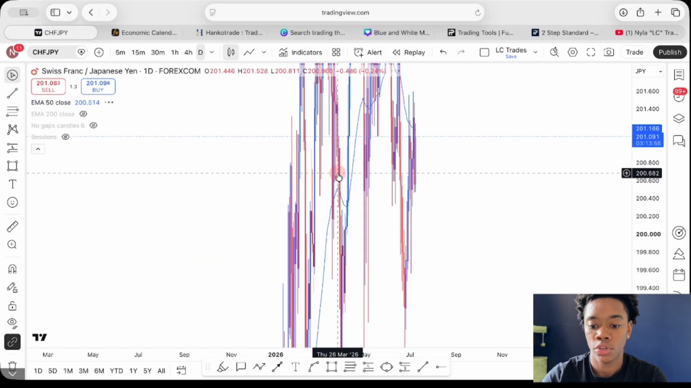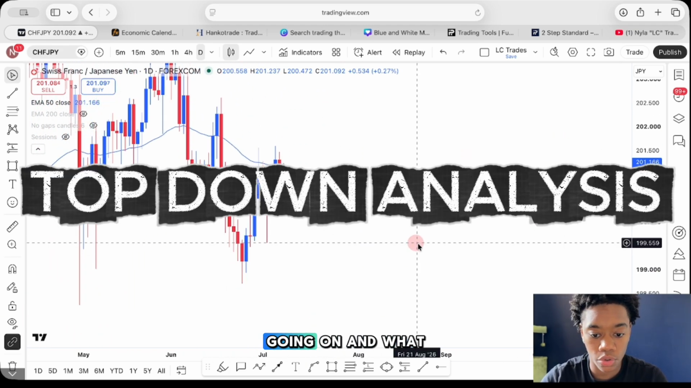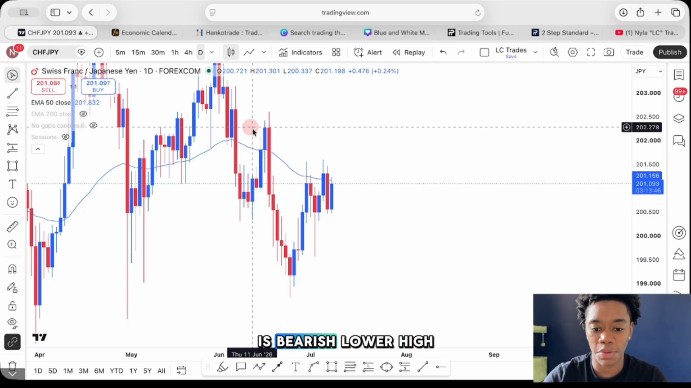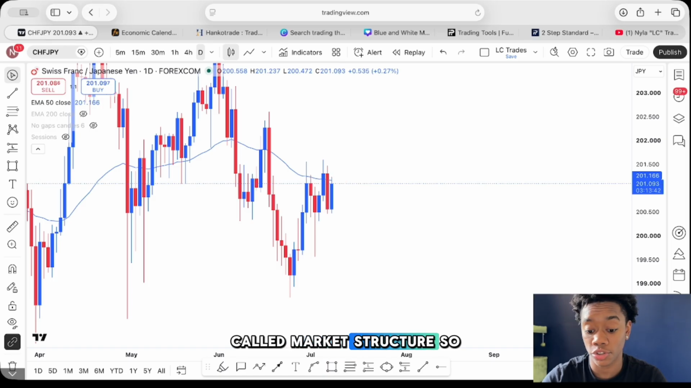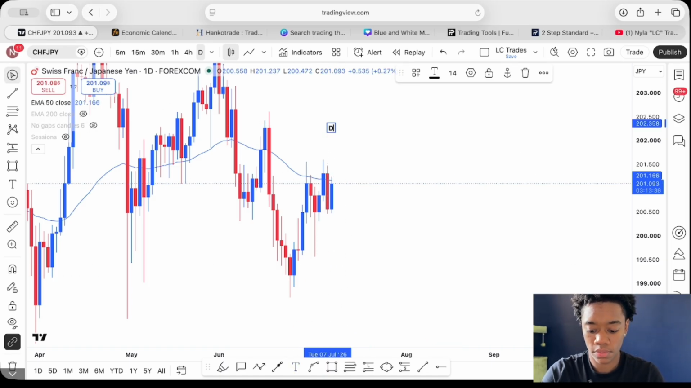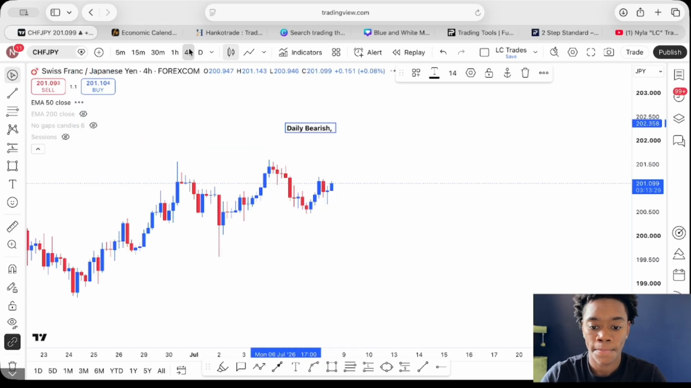So first, you know what we have to do is do our top-down analysis and figure out what's going on and what we're looking for. So I can already tell you the daily is bearish. Lower high, lower low. Everything in between is called market structure. So daily is bearish. And if you think I'm rushing through market structure, like I said, I'll make another video and get into that. You feel me?